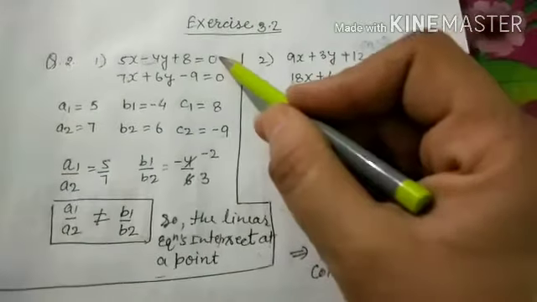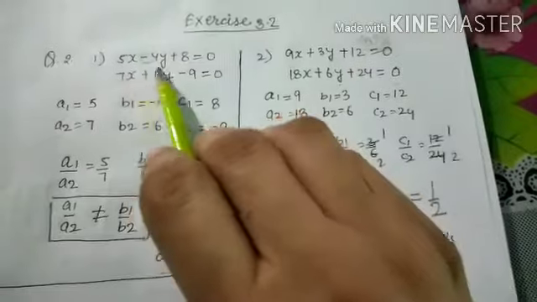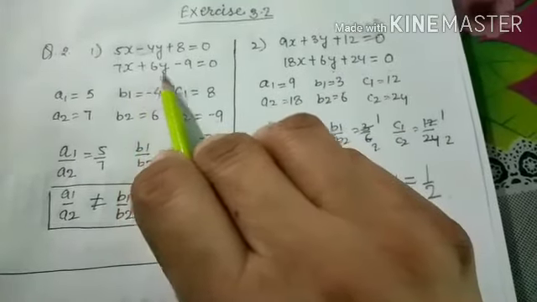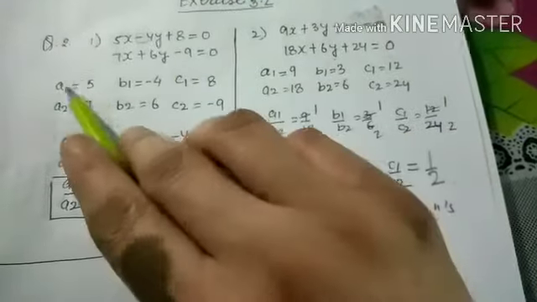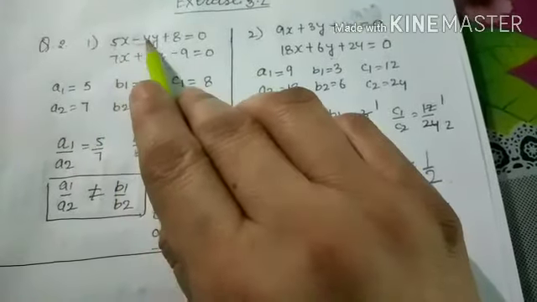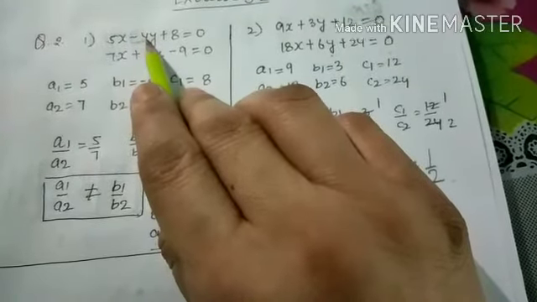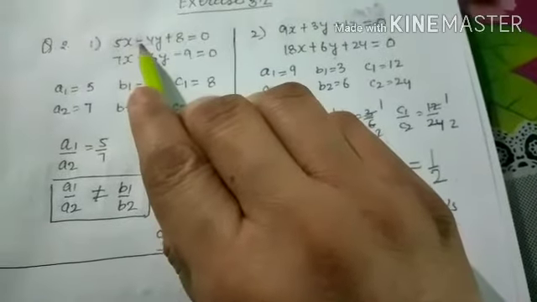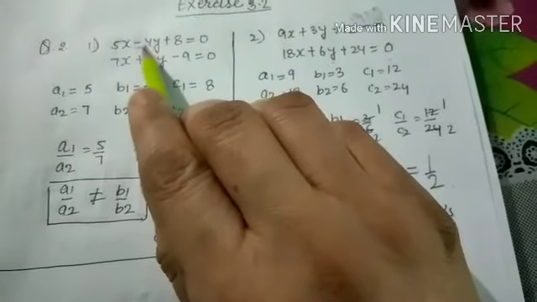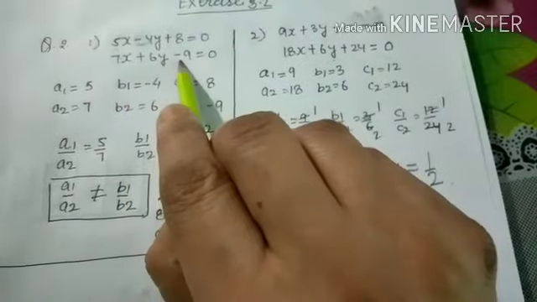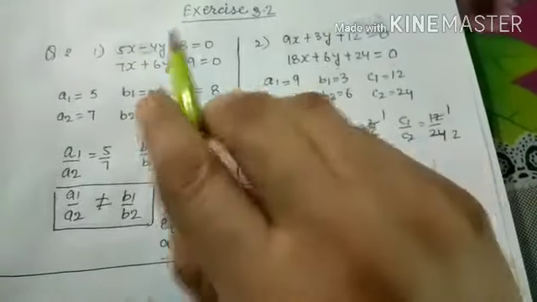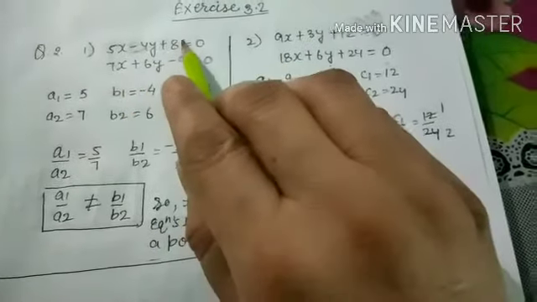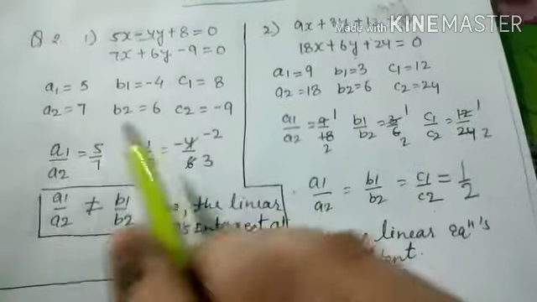Here we have two linear equations. The first equation, 5x minus 4y plus 8 is equal to 0, and 7x plus 6y minus 9 is equal to 0. a1 we have 5, a2 we have 7, b1 we have minus 4. We will take the minus sign also, because in the standard form we have plus here, so wherever we have minus, we will take minus also. So b1 is minus 4 and b2 is 6, c1 is 8 and c2 is minus 9. Now find out the ratios.